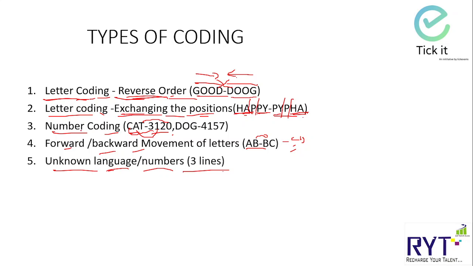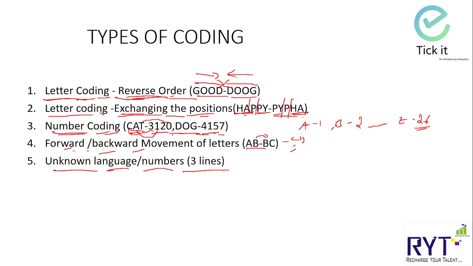The next type is number coding. Number coding means each letter will be assigned one number and the words will be coded as numbers. For example, we know that in the English alphabet, A can be assigned as 1 because that is the first letter. B is 2, like that. If you go on, Z will be 26. So in that way, numbers will be assigned.